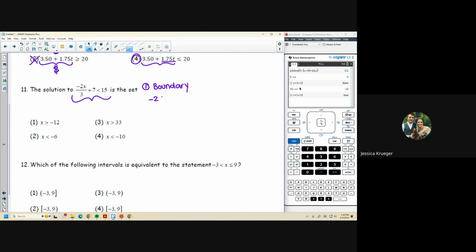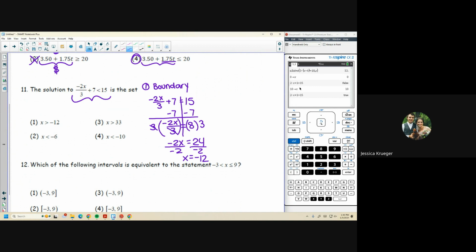So when is negative 2x over 3 plus 7 equal to 15? Now, that I could solve in my calculator. I'm going to check it in my calculator in a minute. I'm going to subtract 7 from both sides. 15 minus 7 is 8. I've got negative 2x divided by 3. So to get rid of the divide by 3, I'm going to multiply by 3. That gives me negative 2x equals 24. Divide both sides by negative 2, and I get x equals negative 12.